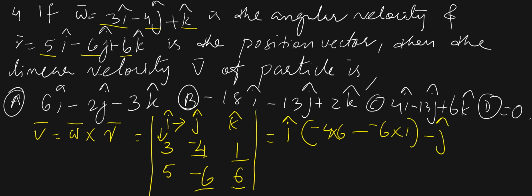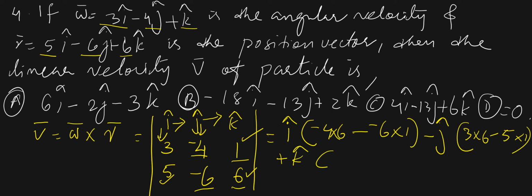Minus j into, we will eliminate the column and row containing j and cross multiply the other terms. That is 3 into 6 minus 5 into 1, plus k into, we will eliminate the row and column containing k, so that we will cross multiply 3 into minus 6 minus 5 into minus 4.